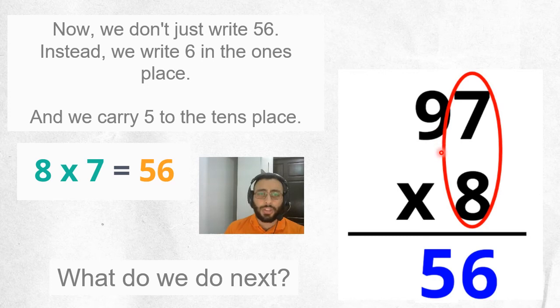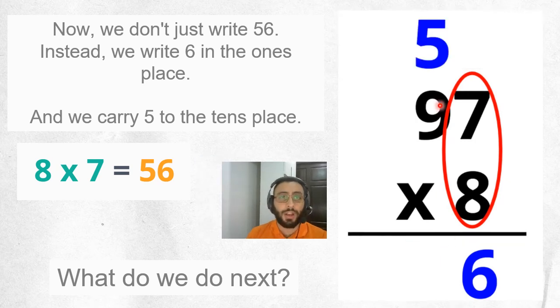So what do I do? We will not put the 5 here. Just remember that. Instead, we put it up here on the next digit. So 8 times 7 is 56, 6 right here, and 5 on the next digit.